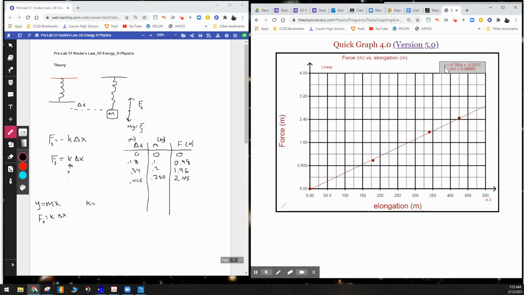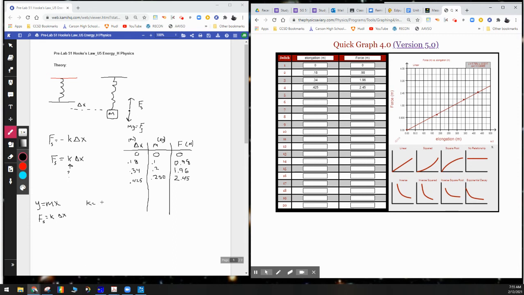So the slope, okay, this is y equals mx plus b. So we can kind of ignore the b here and take a look at the slope. It looks like 5.9, we'll say 5.8. Okay, so 5.8 is the slope.